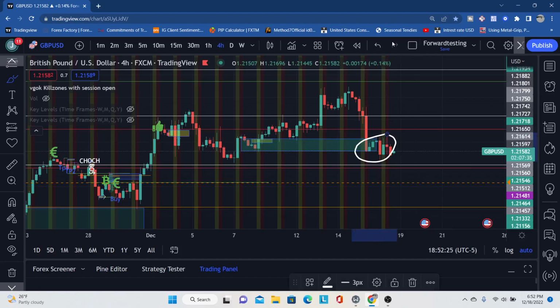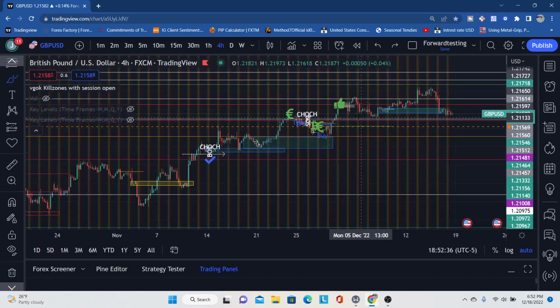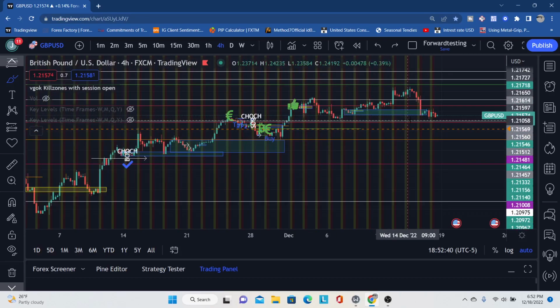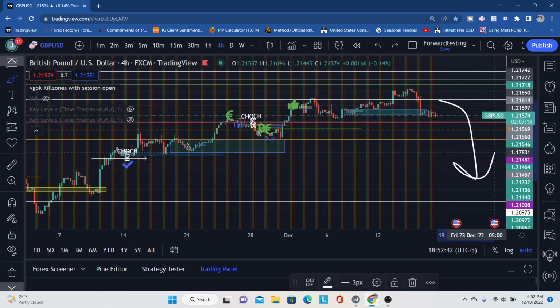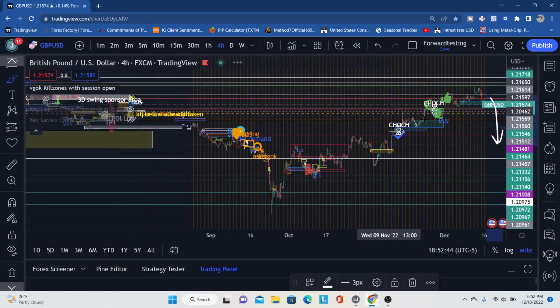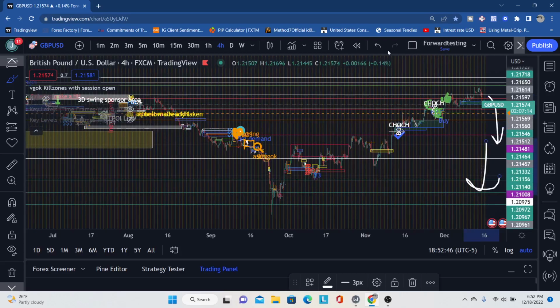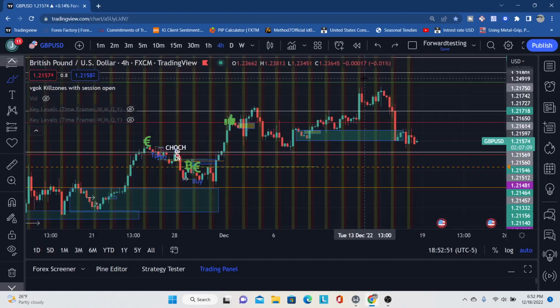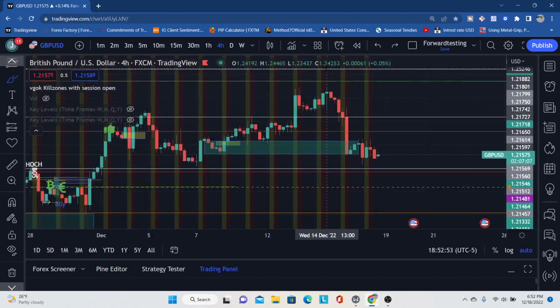Buying in here, I don't like it because it went very deep into this daily point of interest, and it could be viable, but I personally will be staying out of that. I think GBP could be on a rather sharp reversal downward, coming all the way back down to here over the next coming months, maybe 6 months. We'll see how it develops.